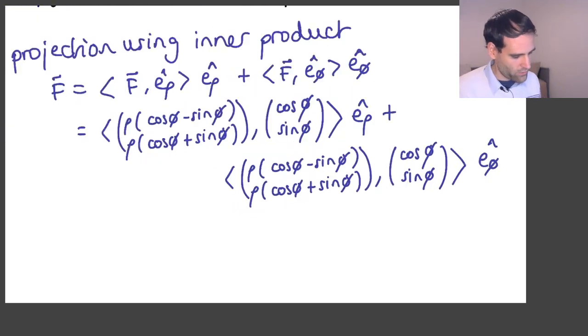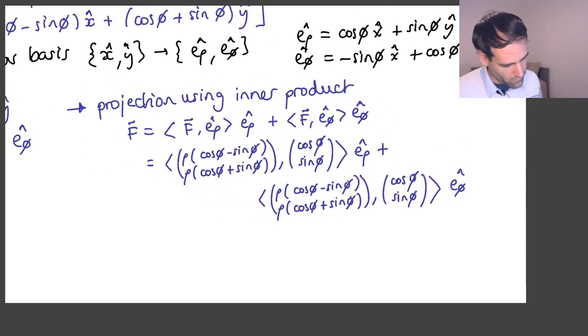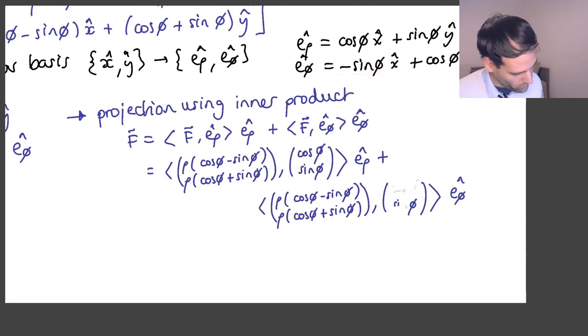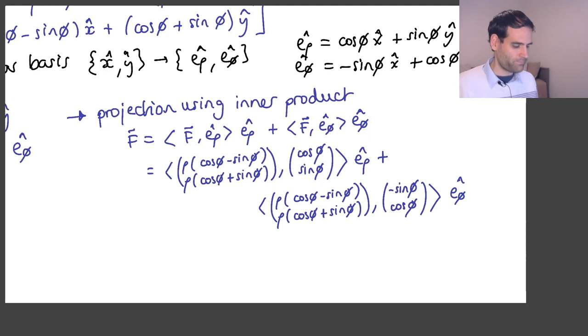So what do I need to change? f is the same, so I can leave it. I only need to change e phi hat. So e phi hat is minus sine, cosine. Minus sine and cosine. Okay?